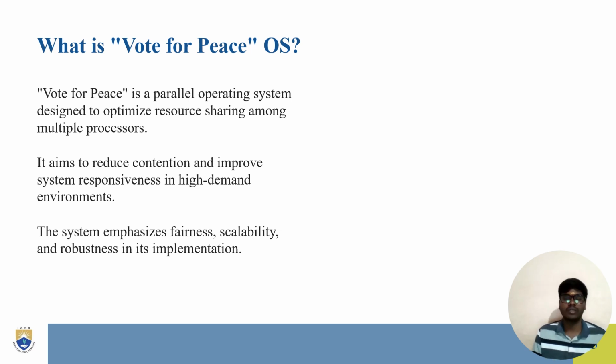So, as we know, Code for Peace is a parallel operating system which optimizes resource sharing among multiple users. It also aims to reduce contention in high demand environments, and it emphasizes fairness and scalability, and is also robust in implementation.